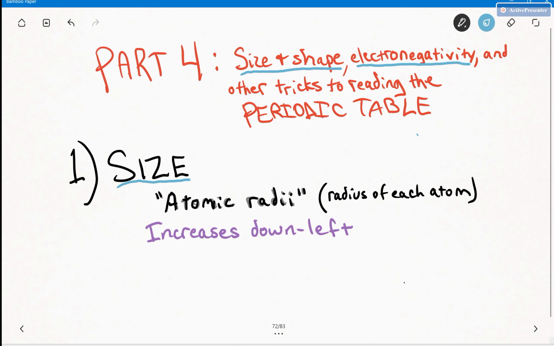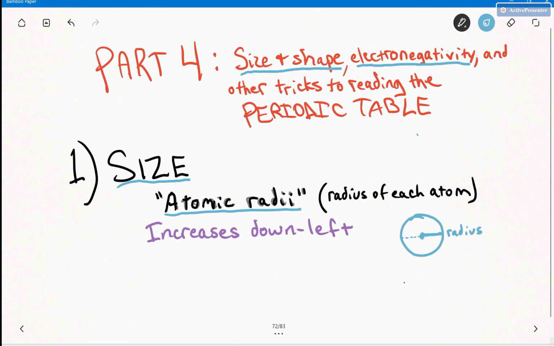And usually when they talk about size, you're going to hear the term atomic radii, and that just means the radius of the atom. So if you remember your physics or your geometry, here's a circle, and all the way across the fattest part of the circle is the diameter. But if you cut that in half and you start from the middle point in the circle and measure half out to the edge of the circle from the center, that is the radius.